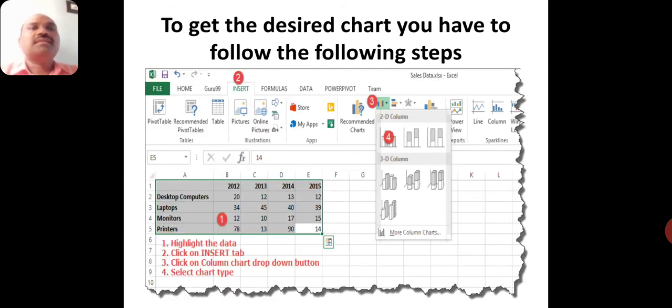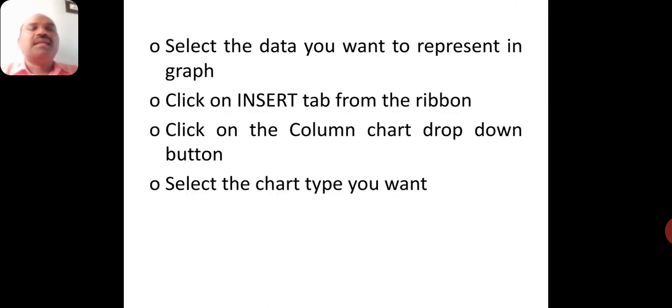To get the desired chart, you have to follow the following steps. Select the data you want to represent in graphs. Click on the Insert tab from the ribbon. Click on the column chart drop down button. Select the chart type you want.